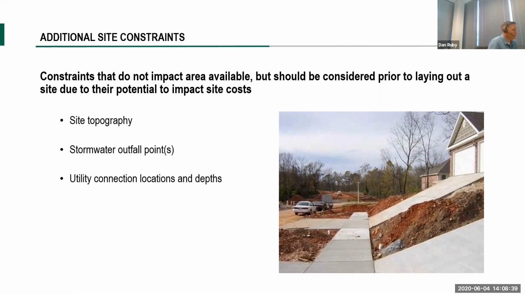I will say the picture here is not of a Timmins project. This is pulled off the internet, but that's the exact kind of thing that we want to avoid. So the three that we wanted to focus on today are site topography, stormwater outfall points, and utility connections. So clearly here in this picture, site topography was not taken into consideration when they set that house up on the top of the hill there. That is what we're trying to avoid, so that kids can play basketball in the driveway, because there's no playing basketball in that driveway.